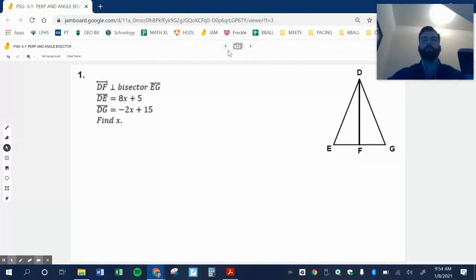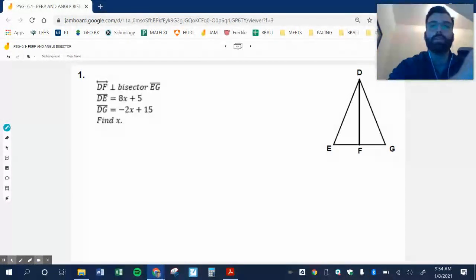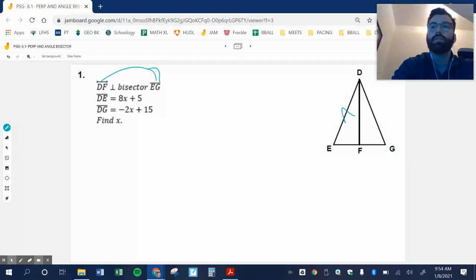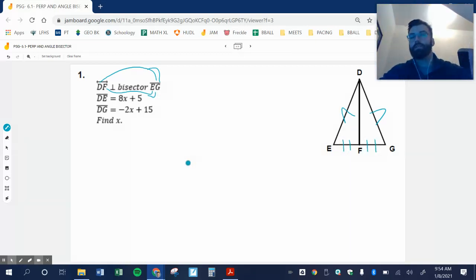So DF is a perpendicular bisector to EG. That tells me right away. Here's my trick. That tells me DE is congruent to DG, and FE is congruent to FG. I got my ears and my whiskers. Anytime you see perpendicular bisector, I think ears and whiskers.